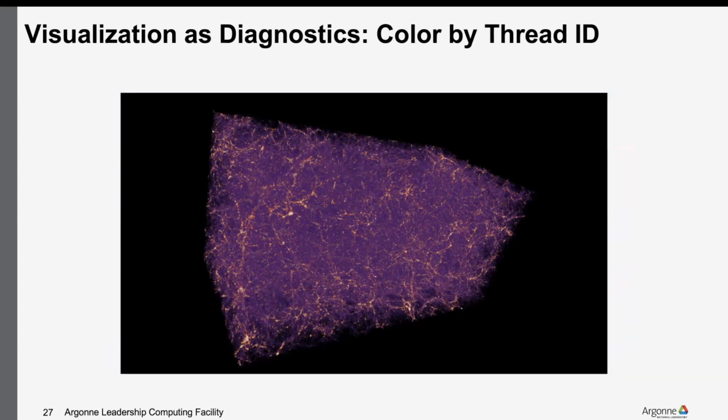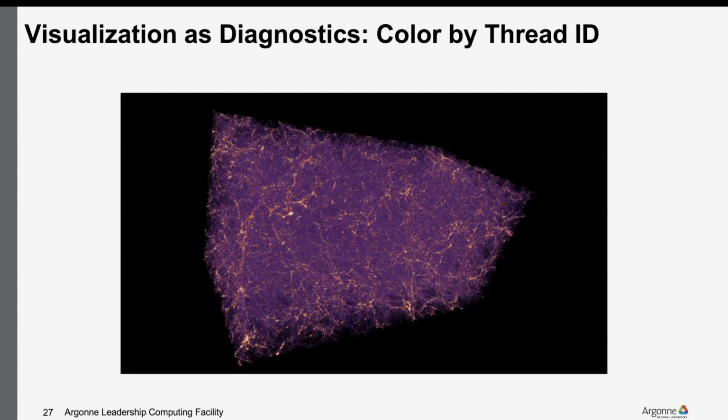This is an example of using visualization for diagnostics. This is a volume renderer, a homegrown volume renderer that we had written. We wanted to improve performance, so we were looking at threading the code, and we wanted to understand what's the best way. You can lay out your memory in many different ways, and this is an image of what the data looks like.